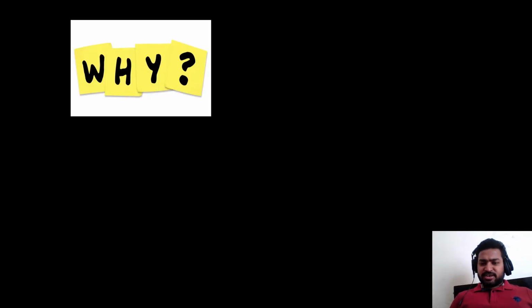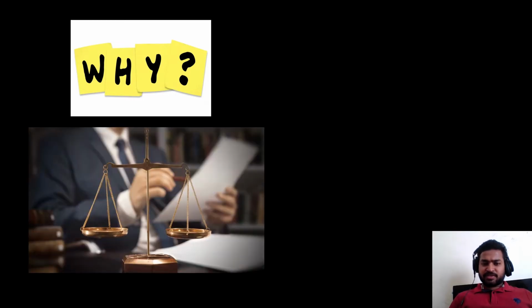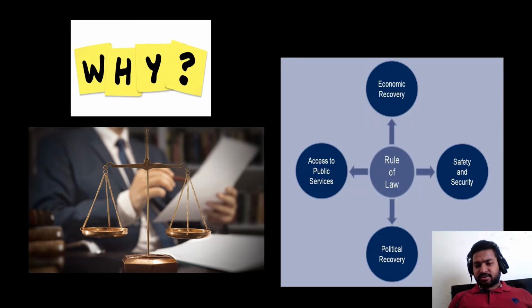Now we will try to understand why this PIL is needed. First and foremost, we all know that though there is a constitution, though there are certain limitations, though there is constitutionalism, we need to ensure these legal obligations, put some restrictions upon the actions of the legislature and the executive, and ensure that the rule of law is followed in the day-to-day governance of the country.